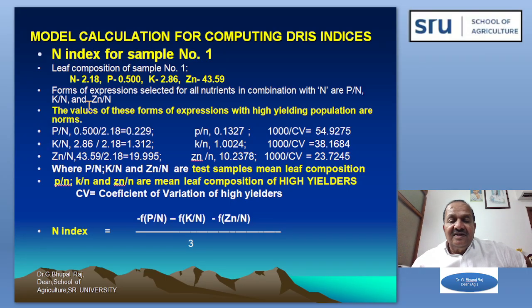For example, P by N. What is the P here? Test sample value 0.5. And the test sample value of nitrogen here is 2.18. So 0.5 divided by 2.18, the P by N value is 0.229. This is the ratio value of the test sample. Capital letters mean test sample. Then, we have already derived the norm value, for example for P by N, as shown in the earlier slide.